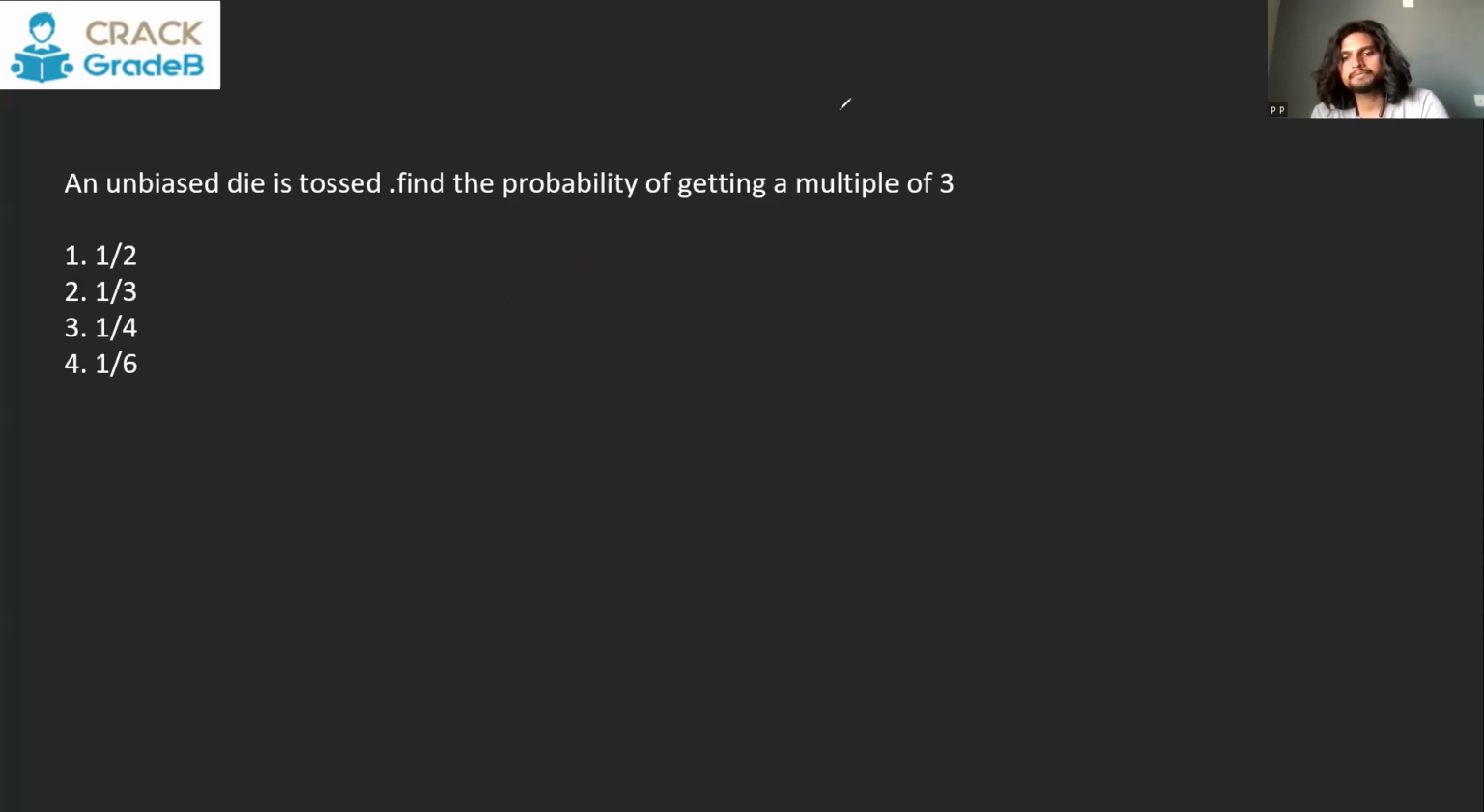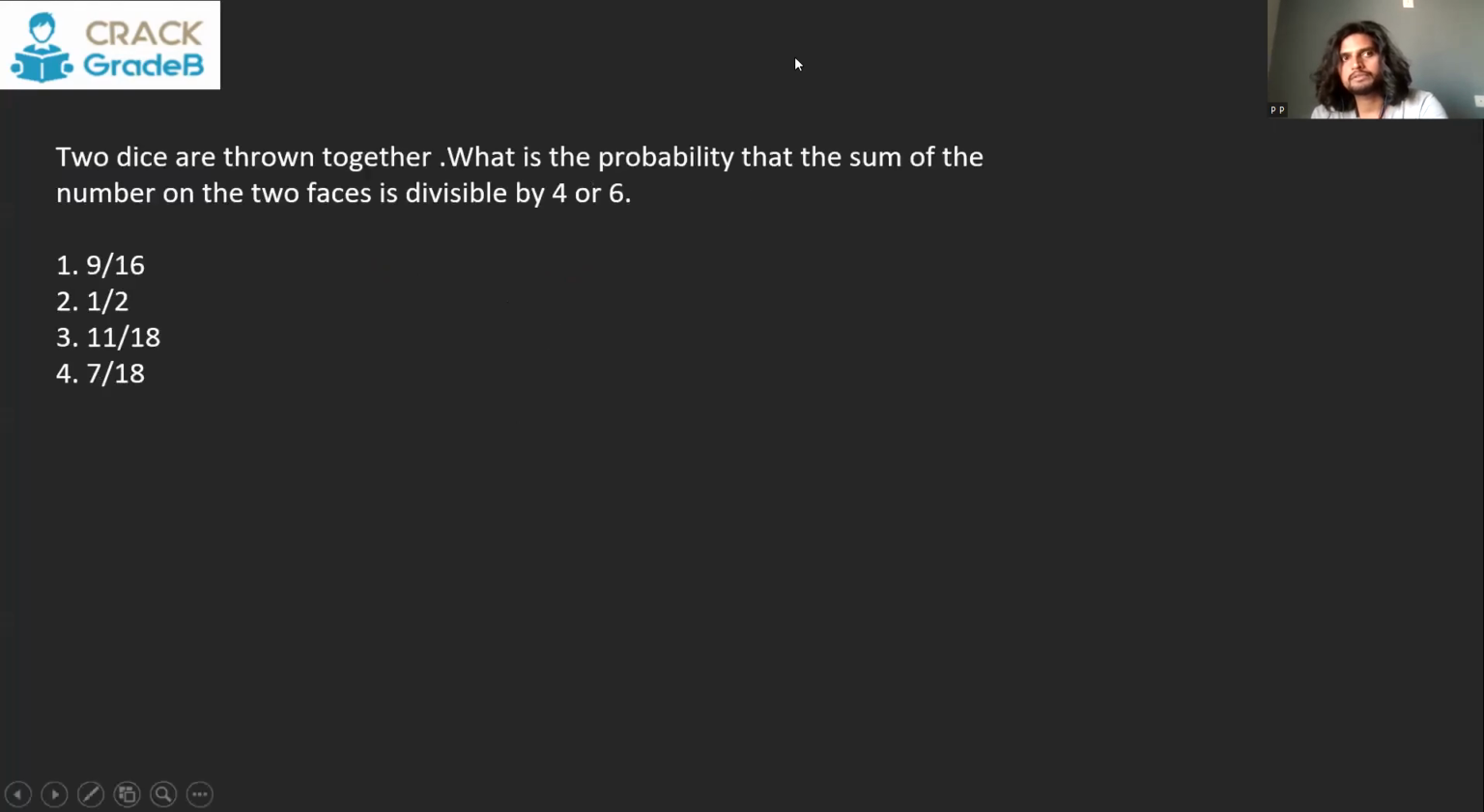Let's see one more. Two dice are thrown together. What is the probability that the sum of the numbers on the 2 faces is divisible by 4 or 6? Divisible by 4 or 6 means it should be either a multiple of 4 or 6. First, let's find the total cases. When 2 dice are thrown, the first dice has 6 outcomes and the second has 6 outcomes. So 6 by 6, there are a total of 36 possible outcomes.